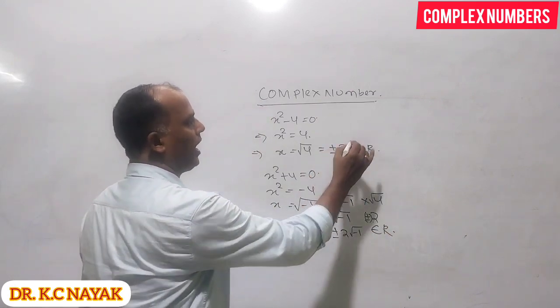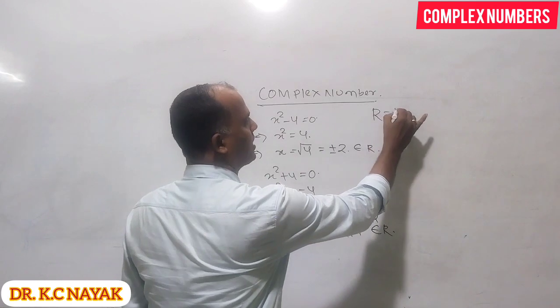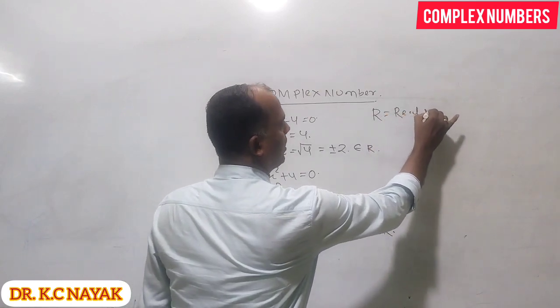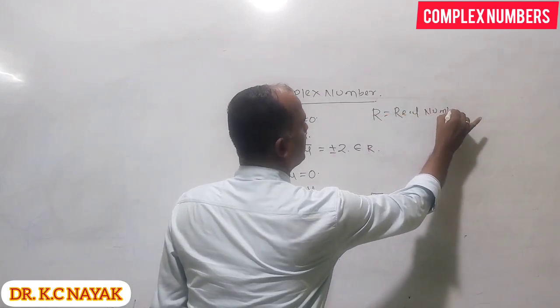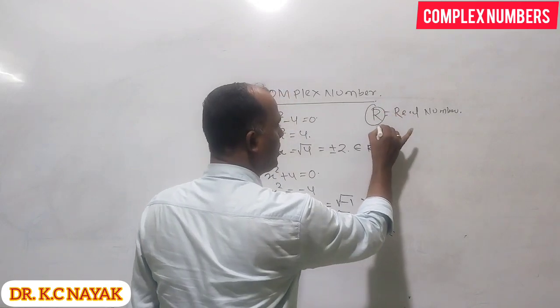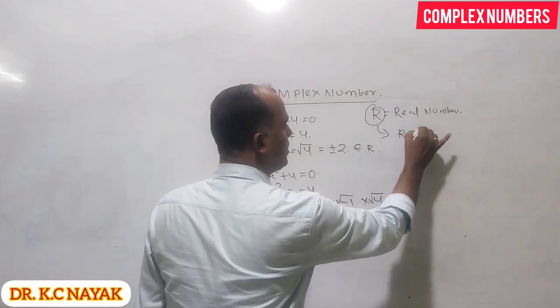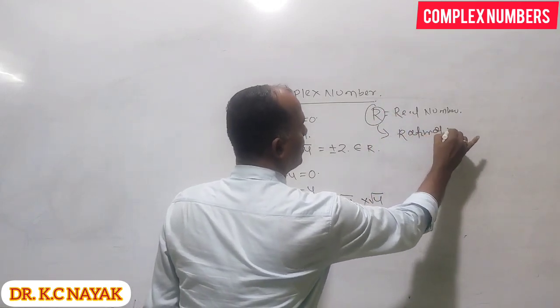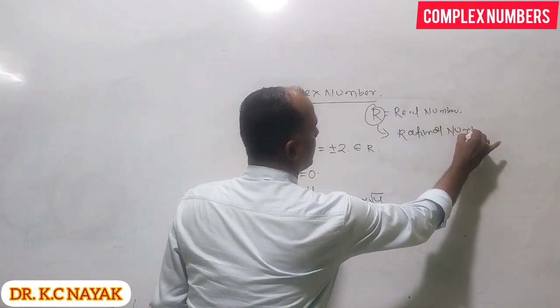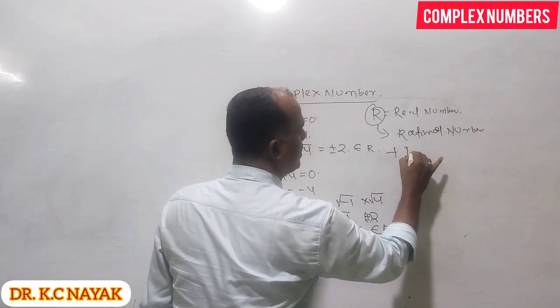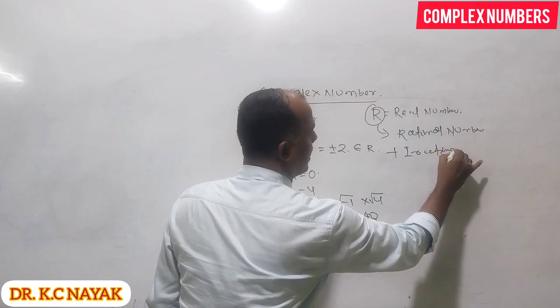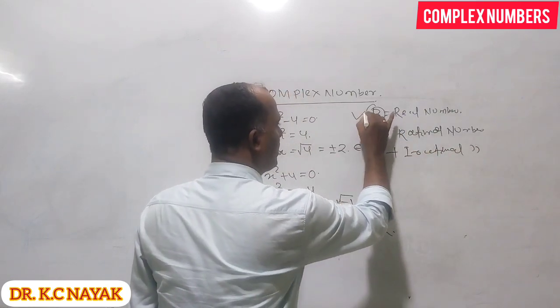What is R? R is the real number set. What do you mean by real number? A number which is rational plus irrational is called a real number.